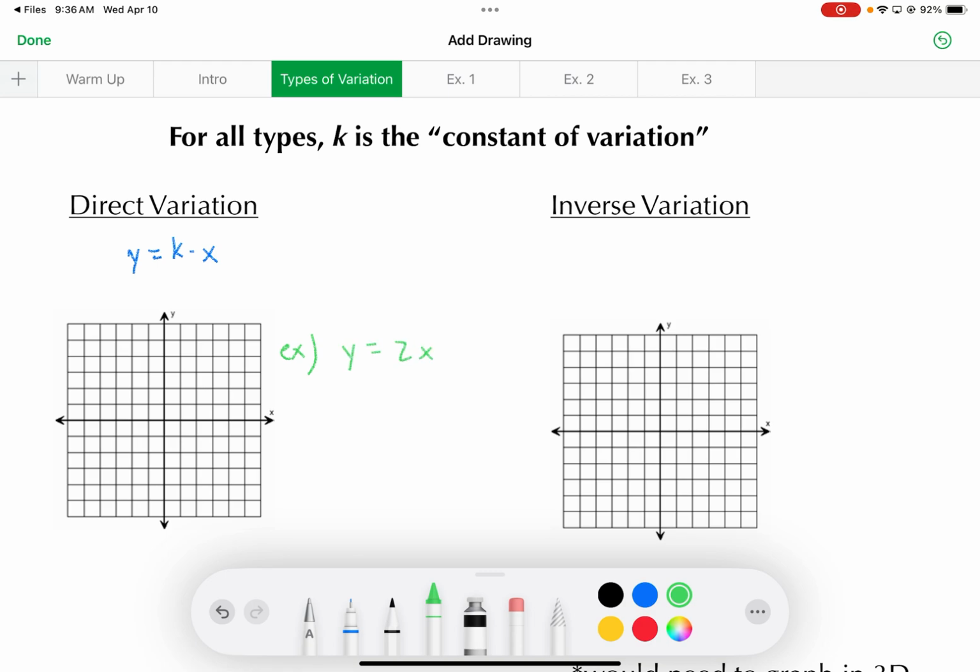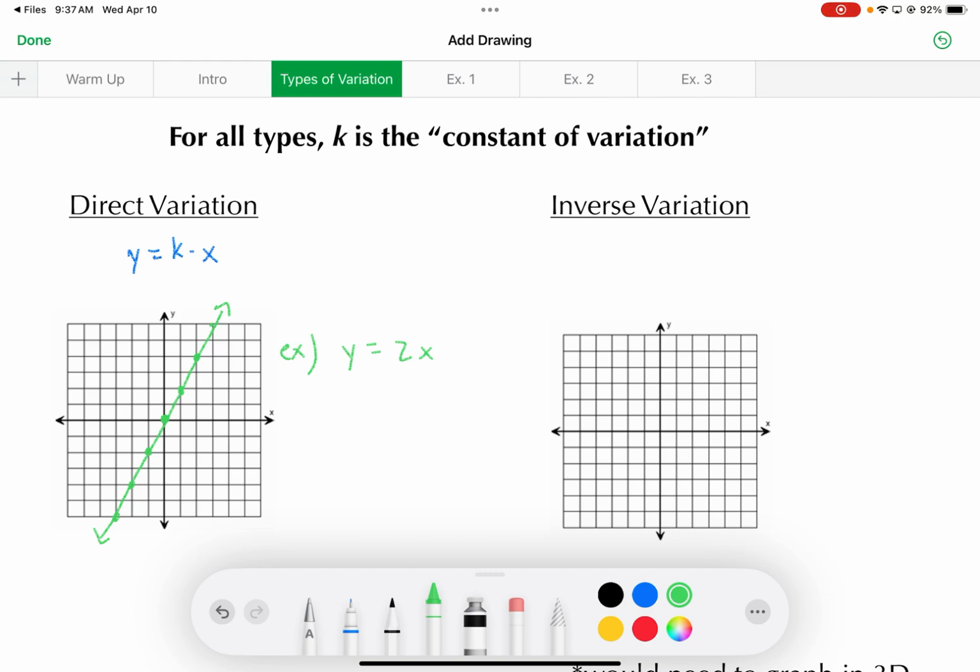So let me give you a more concrete example here. y equals 2x. All right, now that's just a linear equation. It's in slope-intercept form. It's got a y-intercept of 0, and it's got a slope of 2 over 1. So you rise 2, you run 1. You can fill up the graph with several points. All right, so again, the idea here on direct variation is if I make x bigger, y is going to get bigger as well, all right?